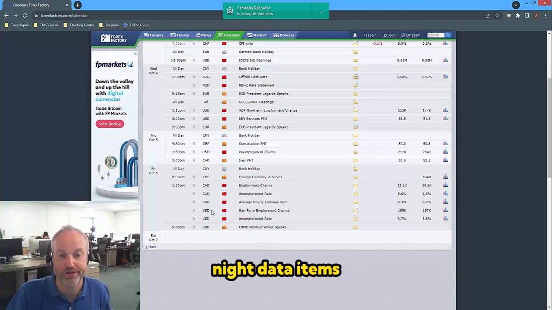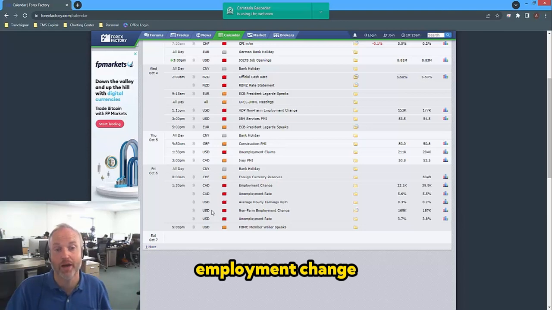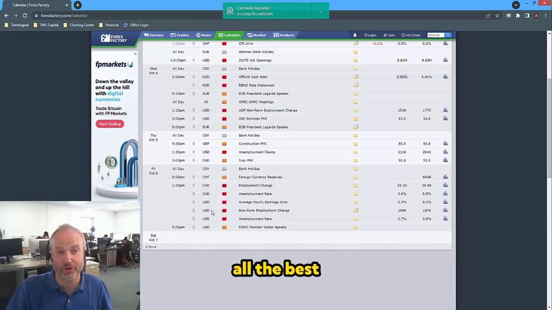So the most important data items: interest rates and non-farm employment change, and we've got a few of those this week. All the best, happy trading.